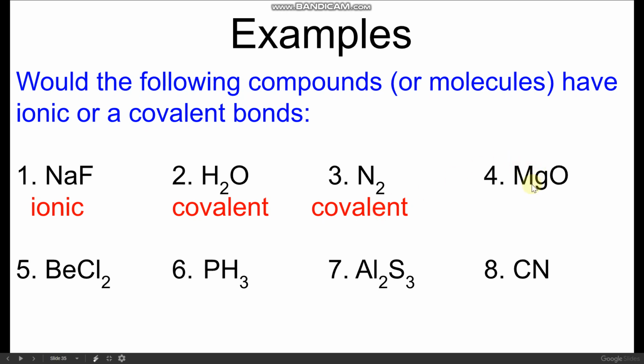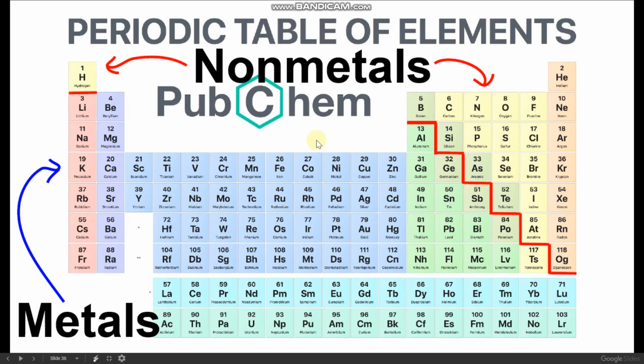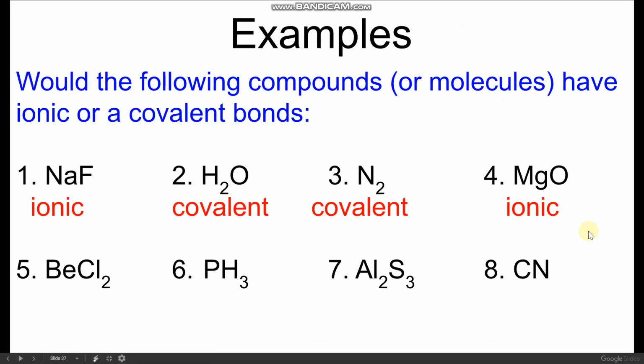Okay, next let's go over here. We have magnesium oxide, MgO. So we're going to look up Mg and O on the periodic table. Mg is right here, clearly a metal. O is right here. We already said that that's a nonmetal. Metal and a nonmetal forms an ionic bond. So hopefully you're getting the pattern at this point. If it's a metal and a nonmetal, it's ionic. If it's a nonmetal and a nonmetal, it's covalent.